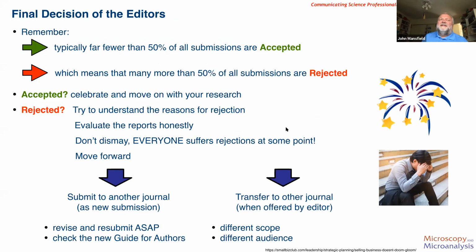Okay. One of the things about the decisions is less than 50% of papers are accepted, which means that a lot more than 50% are rejected. If you get accepted, celebrate, move on with your research. If you get rejected, don't dismay. Everybody gets that. Either submit it to another journal, or the editor may say, send this to a different journal. If you do, make sure that you read the guidelines of that journal. Make sure you don't fall into any of the traps there. You may have a different scope or different audience in a different journal.